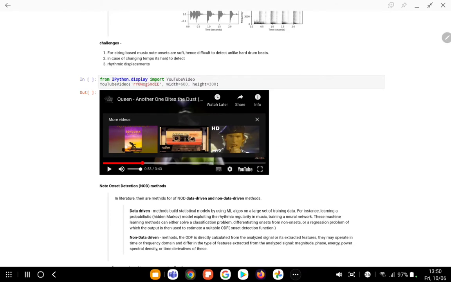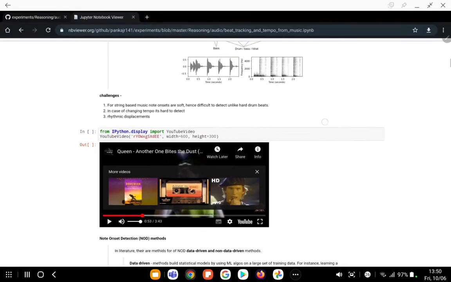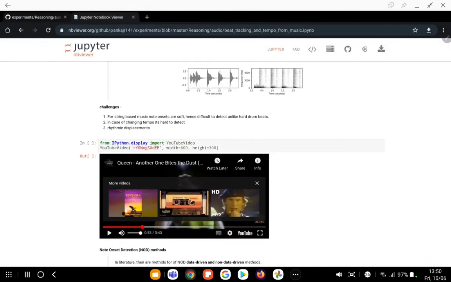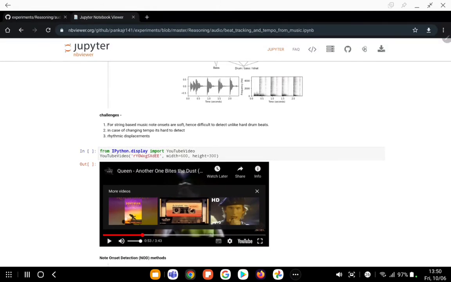The next thing is rhythm displacement. We are not going to discuss it right now, but these are the challenges associated with detecting note onsets, or rather beats.